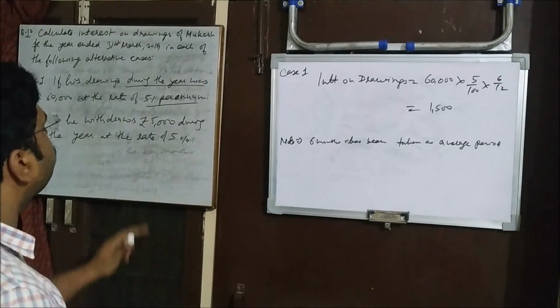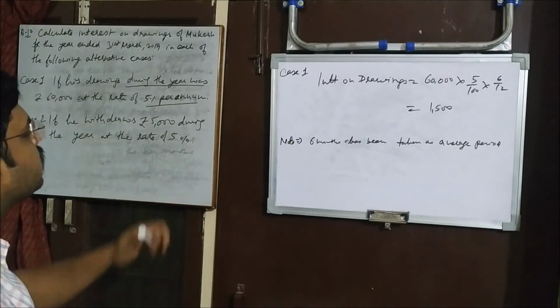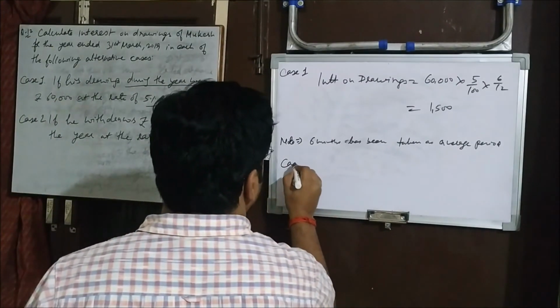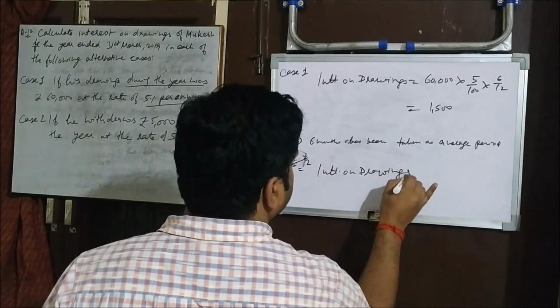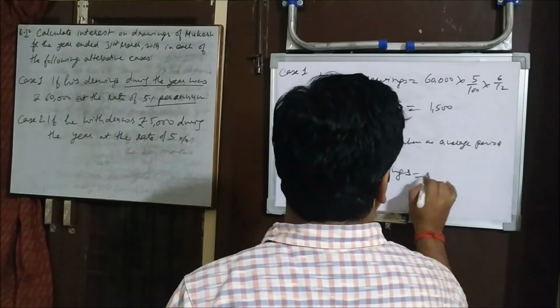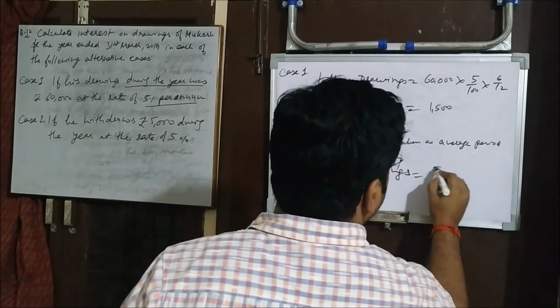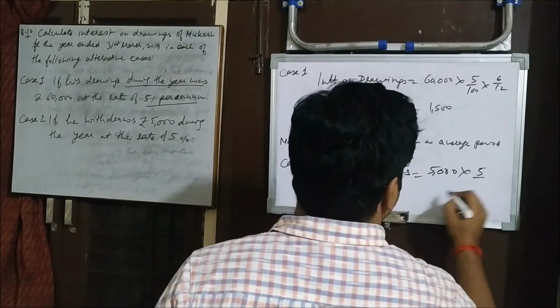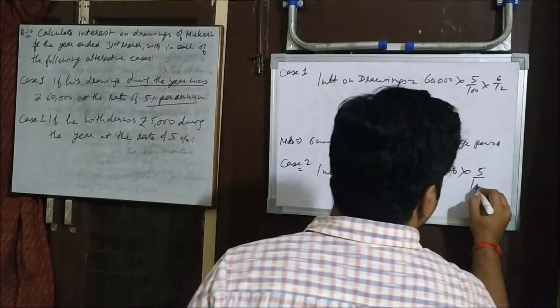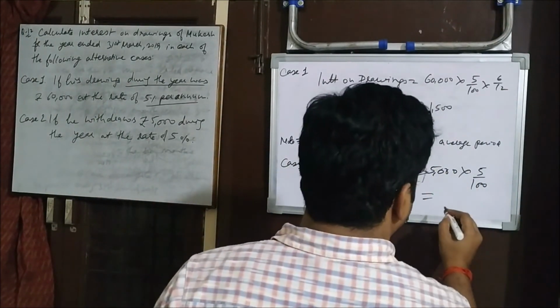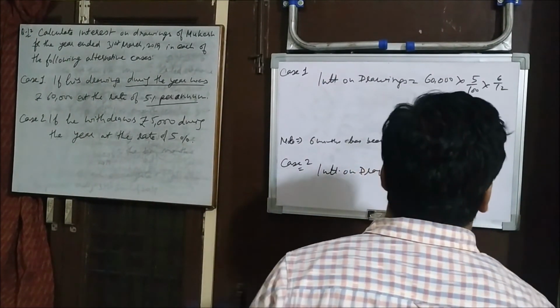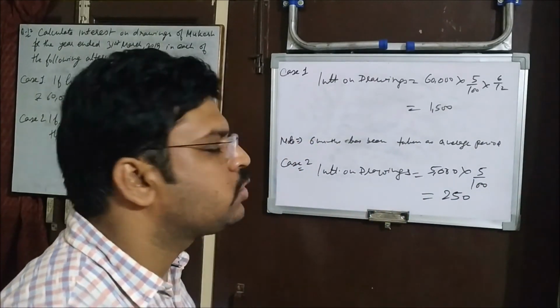If he withdraws rupees 5,000 during the year at the rate of 5%. Case 2. Interest on drawing in that case. What is the amount? 5,000. And the rate of interest 5%. So what is the calculation? That is 250.